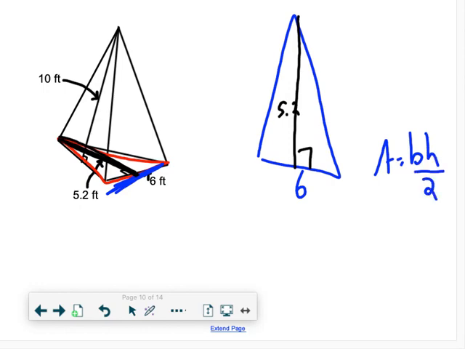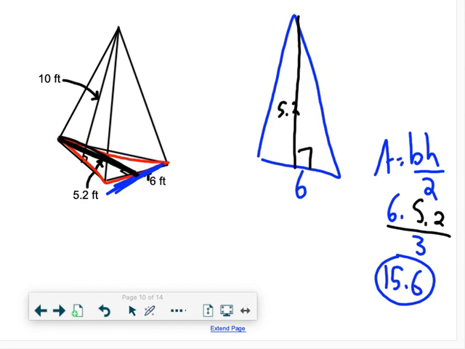I want you to write that here in your notes now, because then you've got it. You can make the number appear, but it's still good to show this work, where you take that base of 6 times that height on the bottom of 5.2 and then divide that by 2. So then we can see 15.6. That is the area of this bottom triangle.